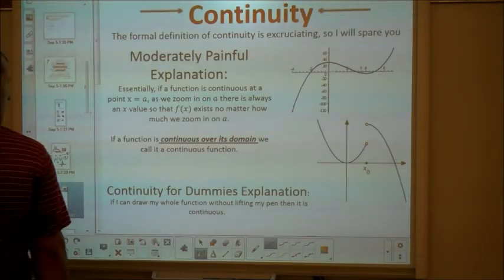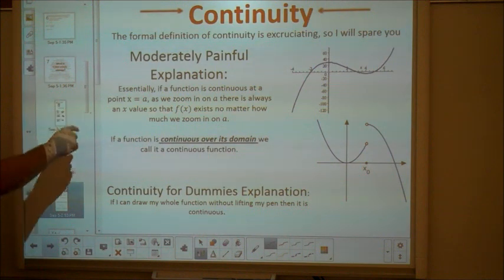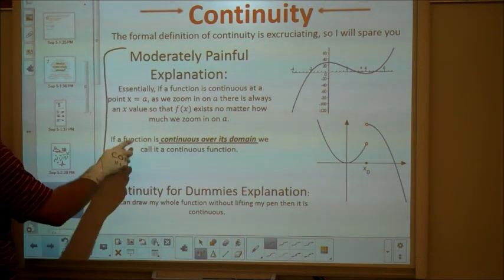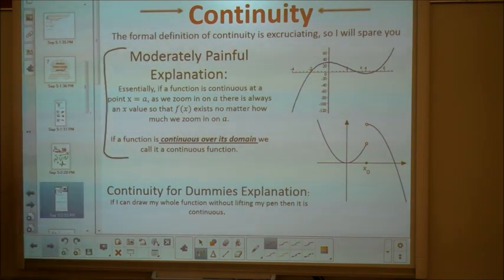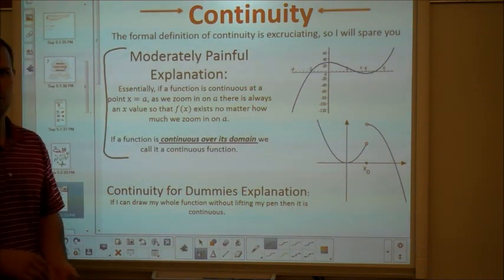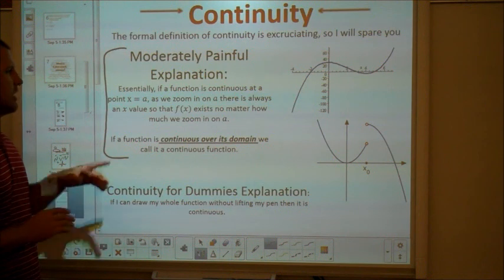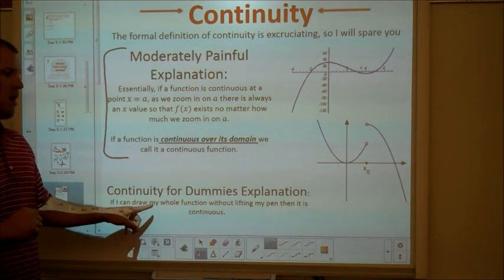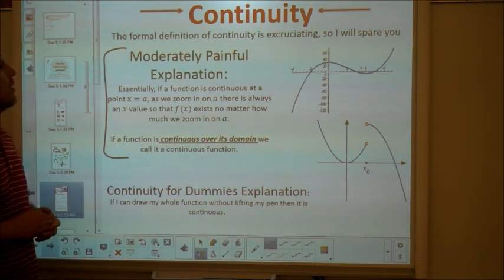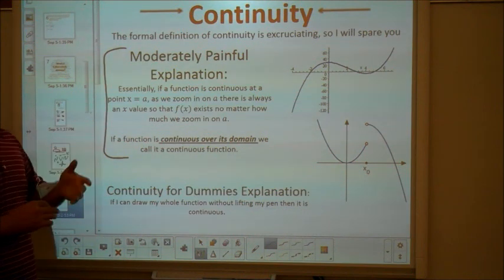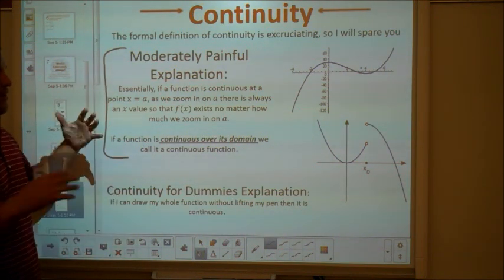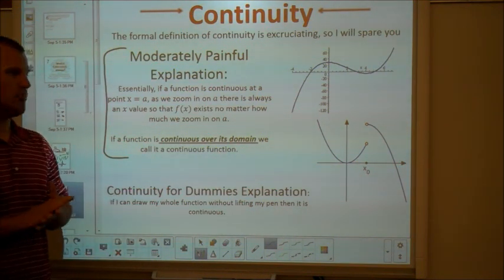But for now, let's get into a little bit stronger definition. Now, there is a really hardcore definition that's like a 300 or 400 level college definition of continuity. We're going to skip that for right now, and we're just going to stick with if I can draw it without lifting my pen or my finger, or this kind of shortened version, and these two together capture most of the essence of what continuity is.